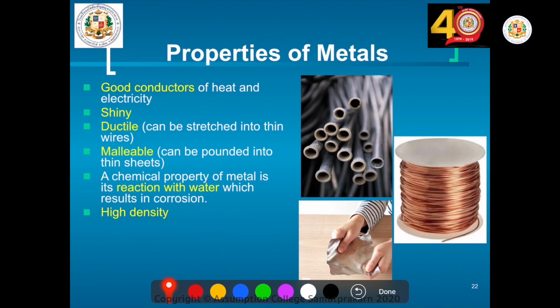Okay, next, high density. Metals are dense. They have high density. Usually when you put them in water, most of them sink. Okay? Next, they have a high melting point. From the word melt, that means it's hard for them to melt. They require very high temperature for them to melt. Okay? And lastly, as we have said before, metals are mostly solid with the exception of mercury. Mercury is the only metallic element that is liquid.